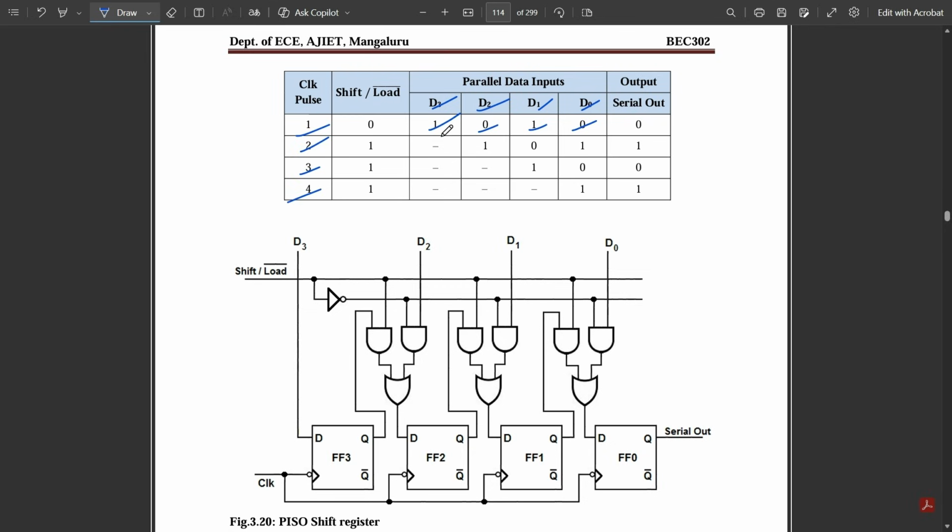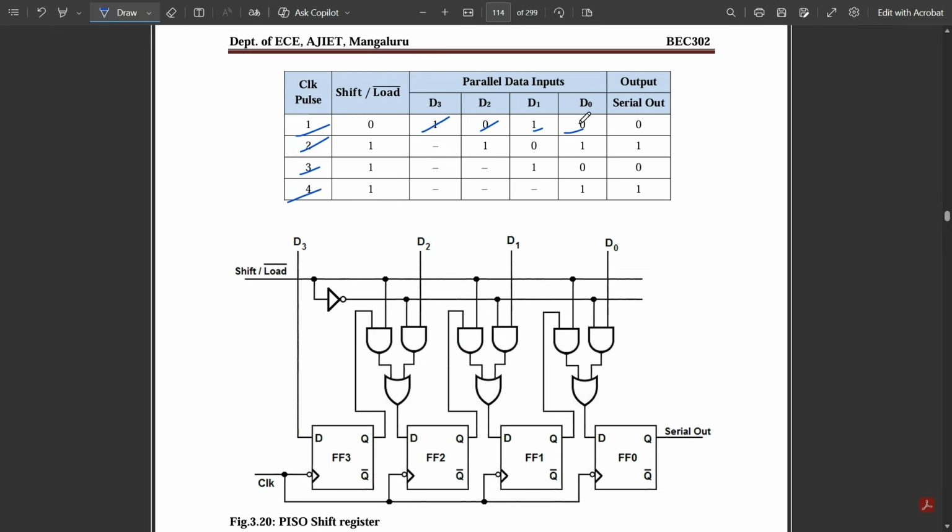With respect to the shifts taking place, it would be generating the parallel outputs here, that is 0 1 0 1 simultaneously. So you see here what happens. Firstly, the shift load, that is optional, but firstly the data initially sent in D3 D2 D1 D0 is 1 0 1 0, parallel data is sent.